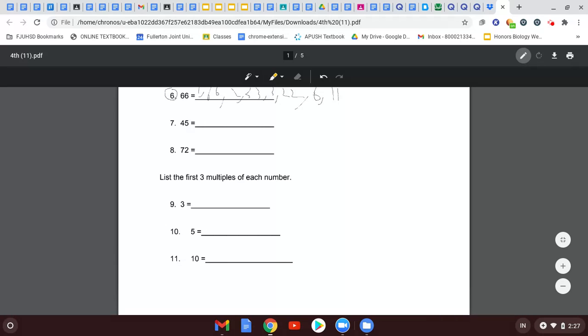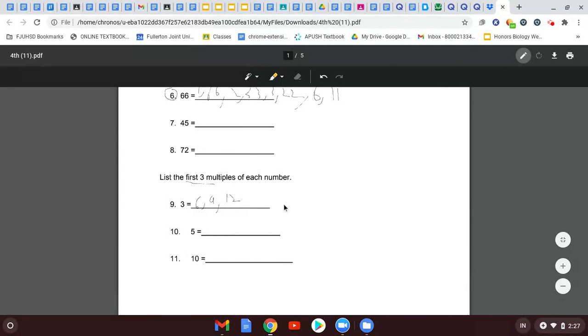9 is also a multiple of 3 because 3 times 3 equals 9. Therefore, 9 is a multiple of 3. And then another number is 12, because 3 times 4 equals 12. 12 has a factor of 3. Let's just find the first 3 multiples. The first 3 are the numbers that are closest to it. So 3, 6, 9, and 12.